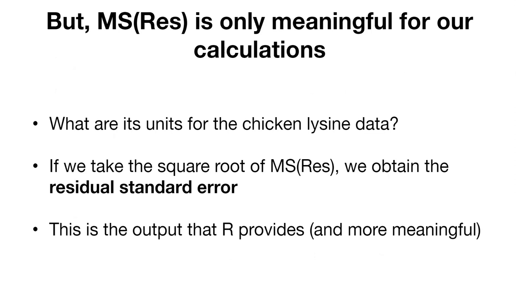But going back to that residual mean square, it's only really meaningful for our calculations. What can we think about the units are for the chicken and lysine data? Well, it's in grams, and that is what we really want. So the residual mean square is actually in grams squared, but if we take the square root of it, we get the residual standard error, and that would be in grams, in this case for a chicken. So this is the output that R provides, and it's really more meaningful. The residual standard error you'll see in the R output, and this is really the best measure of the bounce around the regression line that R provides.